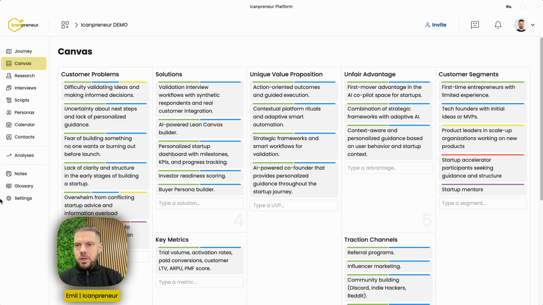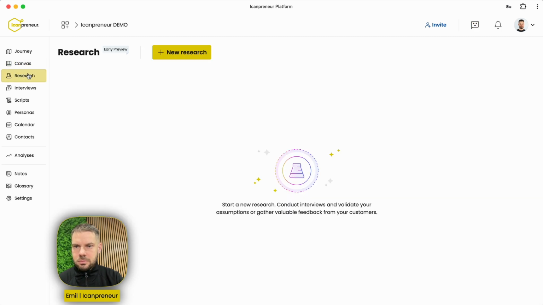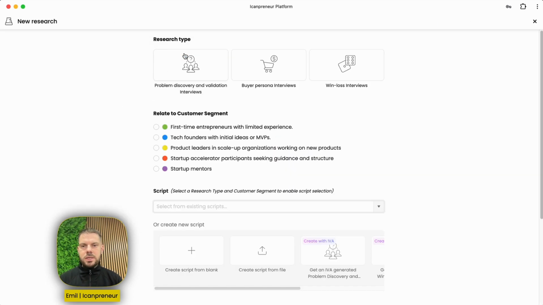For that purpose, we're going to open the research module. The research module is helping us create different types of customer research that are going to give us real-world feedback about the idea that we're building. There are different types of customer interviews that you can use. Problem discovery and validation is useful when you want to validate your customer segments, customer problems, and learn more about pains people are going through and how they are solving this customer problem today.